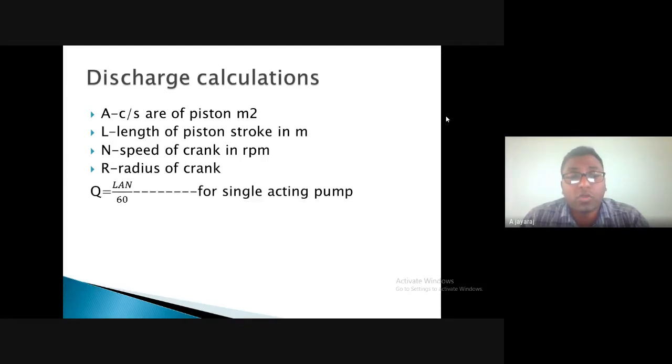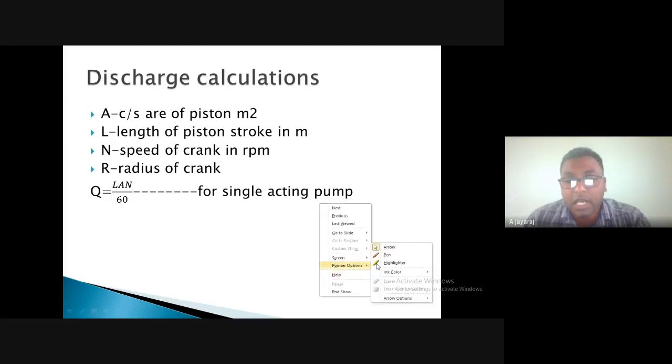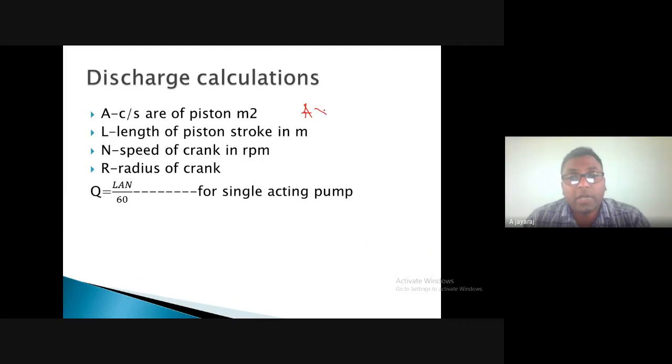So we have Q, the discharge; the formula is Q equals L into A into N divided by 60 for a single acting pump. Here we have to understand that area of the cylinder multiplied by length gives the volume of the cylinder. This volume of the cylinder is equal to the volume of the fluid that is being sucked inside and delivered simultaneously. When multiplied by the speed, because the crank is continuously rotating, it gives us the continuous discharge in meter cubed per second.